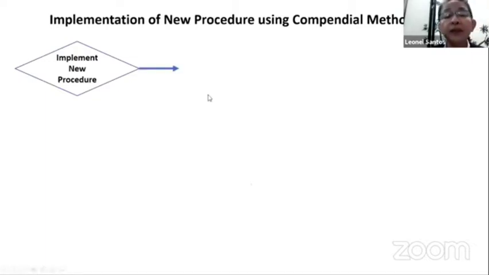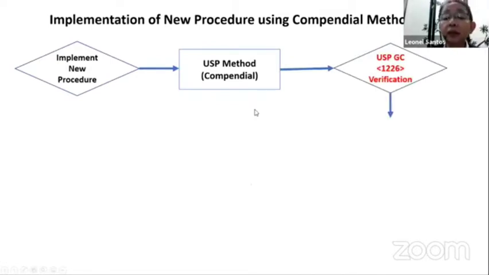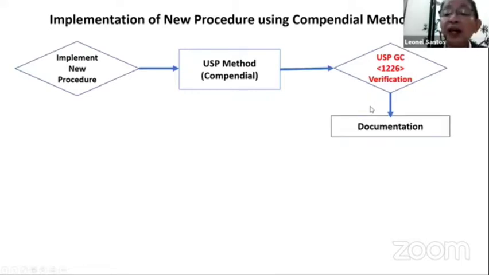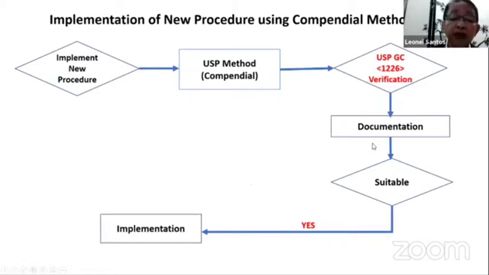So when you are implementing, for example, a procedure coming from the USP book, which is termed compendial, and you're analyzing your product, you must do verification. But this is only the first time, one time. When you're doing verification, you need to do documentation and determine if the method is suitable to analyze your sample. If it is suitable, then you can do implementation.